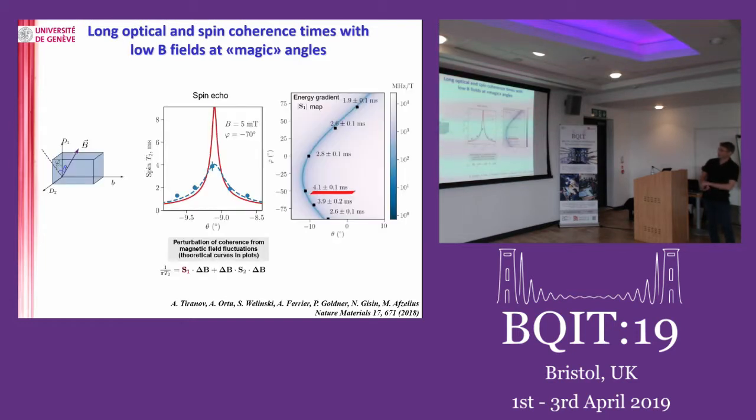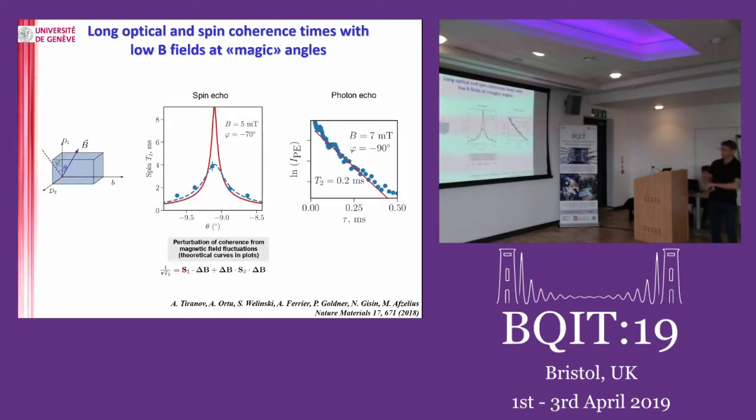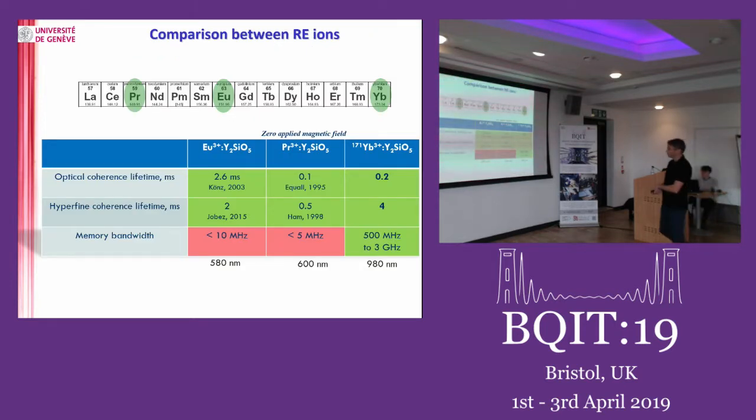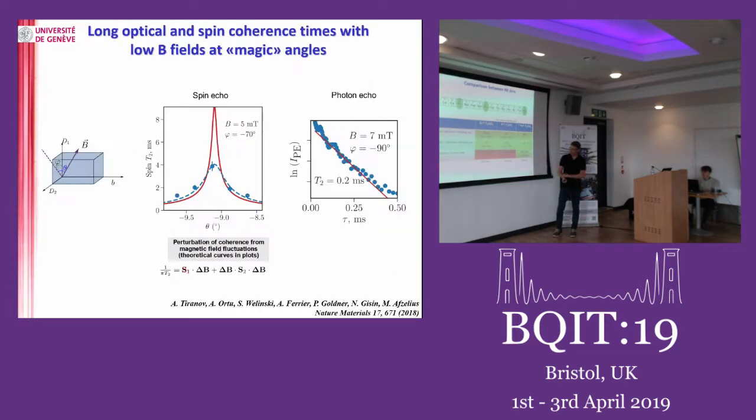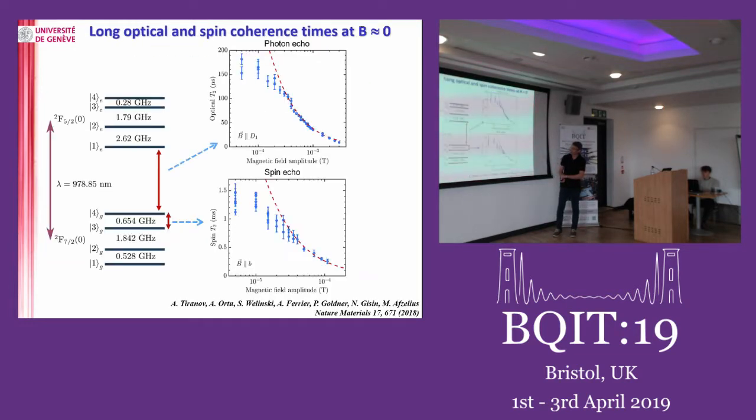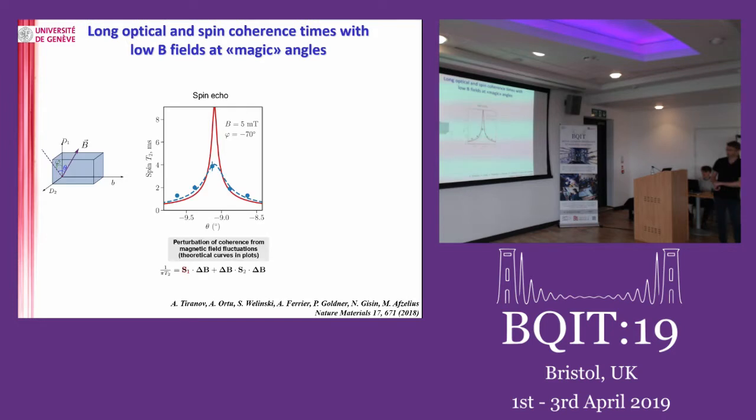I think I skipped this one. We had another magic point that we also could use. And now at 0 field, if you compare what we have, we achieved 200 microsecond optical coherence time at 0 field, and 4 millisecond at the hyperfine levels, but we have state separations now that amount to hundreds of megahertz and gigahertz. So this is where we see a bit of potential, trying to do some higher bandwidth memory and not sacrifice too much of the coherence time.